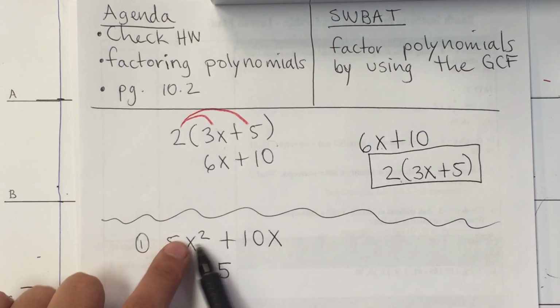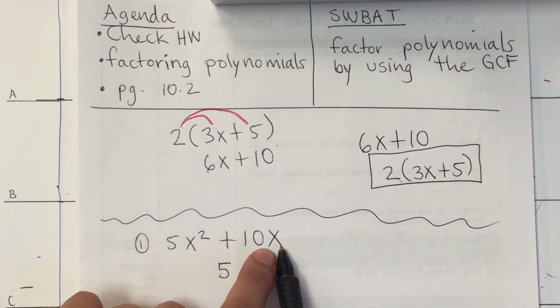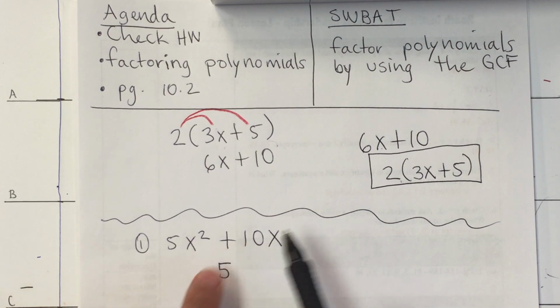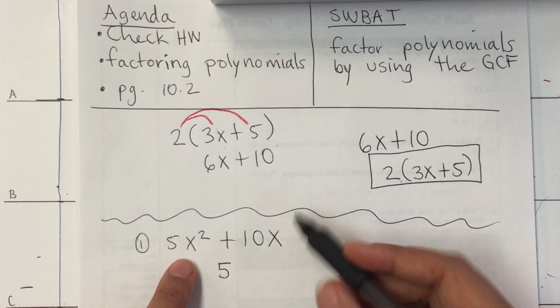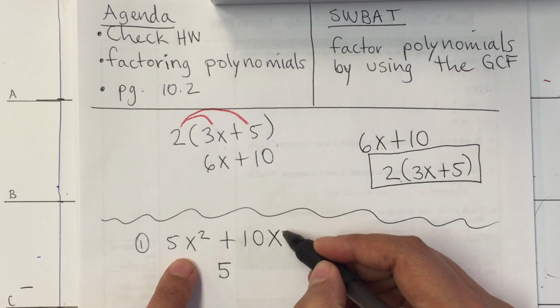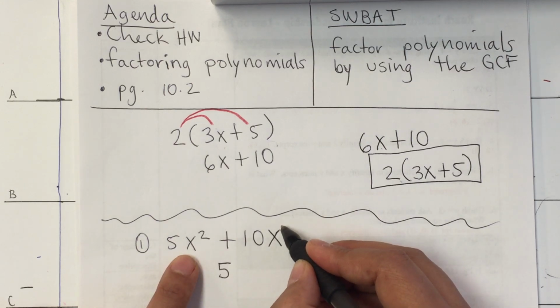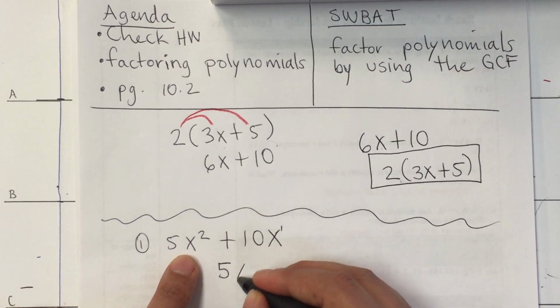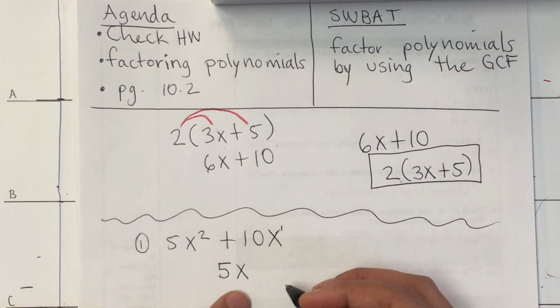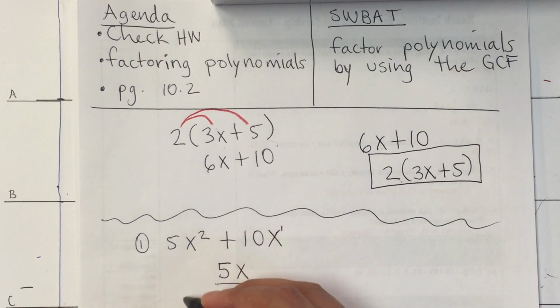If all the terms have a variable, then we're going to use the one with the smallest exponent, and that's going to be part of my greatest common factor. In this case, x squared and x to the first power, we're going to use that x to the first power. Okay, this is my GCF, my greatest common factor.